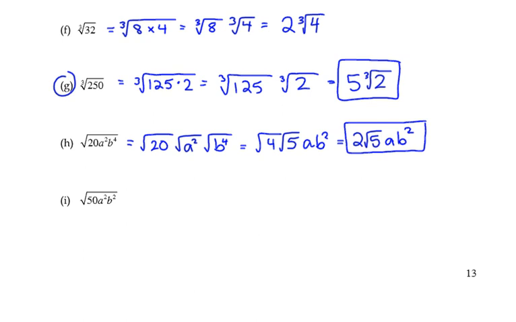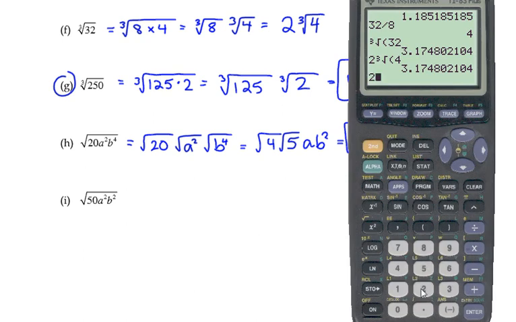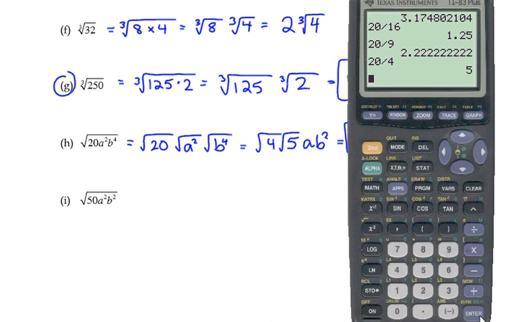Where do we get the 4 and 5 from? Okay, so from 20, looking at my perfect square chart, 16 won't go into 20, 9 won't go into 20, but 4 does. 4 times 5. So 4 is a perfect square that goes into 20. So root 20 is root 4 times root 5.